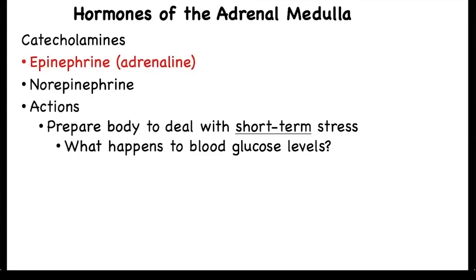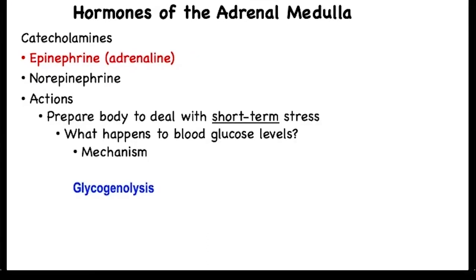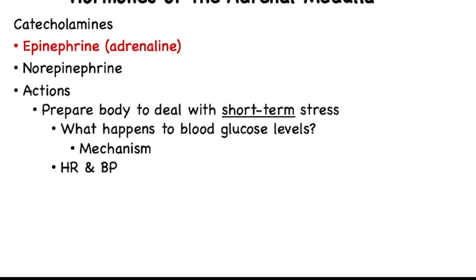In short-term stress, blood glucose levels will be elevated so that you can use that glucose to produce ATP. This will occur by glycogenolysis. In addition, your heart rate will increase as well as your blood pressure. This is due to increased levels of intracellular calcium. Metabolic rate will increase due to increased ATP synthesis.